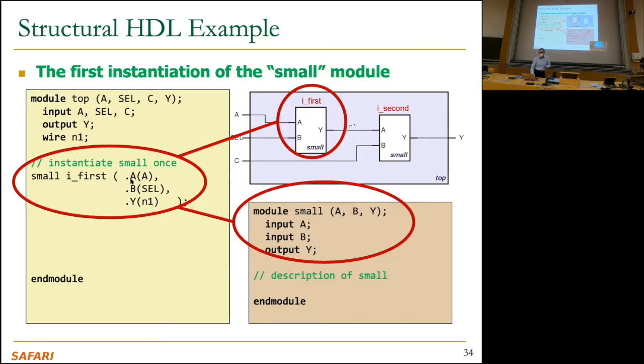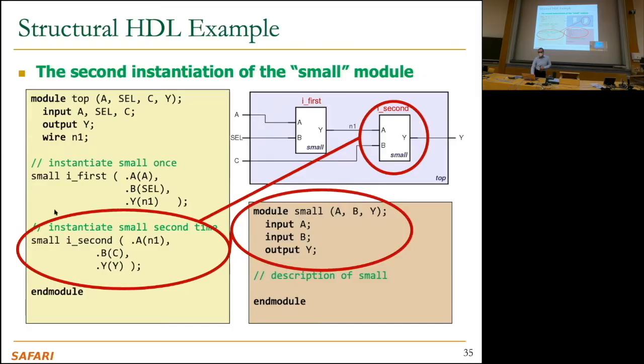And then you basically tie the A input of the small module to the A input of the top module, B input of the small module to the select input of the top module, and the Y output of the small module to the N1 wire. So Y output of the small module to the N1 wire that's defined in the module. So basically, you need to map the inputs and outputs to parameters or wires inside this function. Let's say modules are like functions basically. But basically, you're connecting modules in this case.